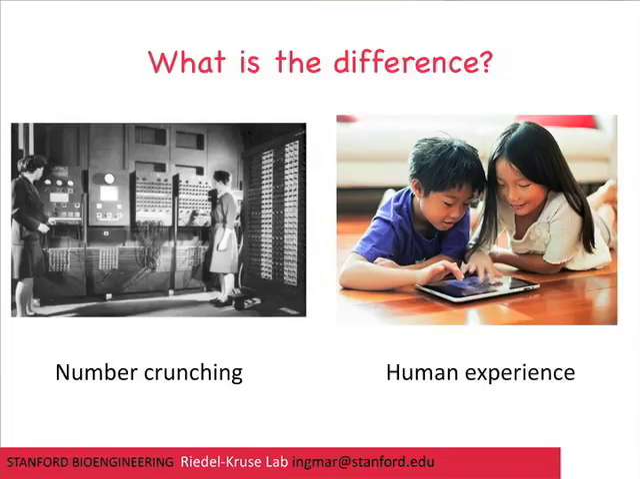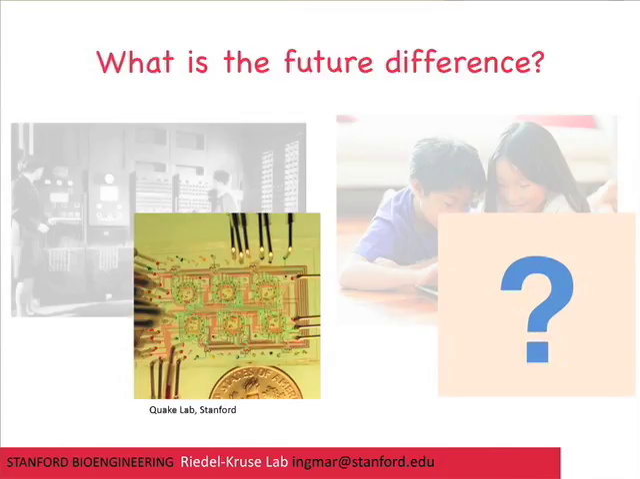Just for a very general comparison, if you look to the left, that's what computers were like 50, 60 years ago, right? Big machines that filled rooms, were hard to operate, and were not very powerful. What we have today are these interactive, intuitive devices that even small children can play with, right? These machines were for number crunching. This is really human experience. And if you now look at biotechnology, what's going on there today, we can actually draw many parallels to 50 years ago in computer science.